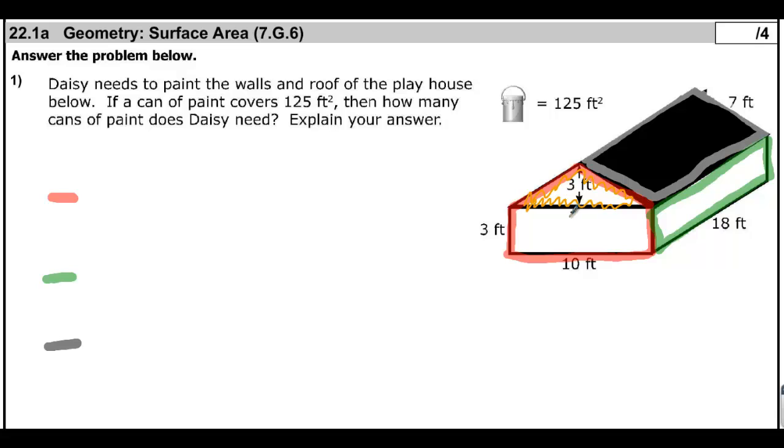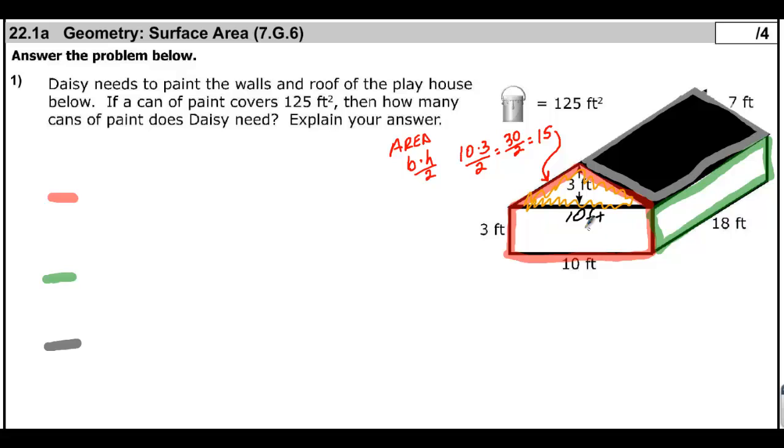The triangular part has a base of 10, so 10 feet, and then the height of 3. Whenever we're doing area of a triangle, it's always the base times height divided by 2. So in this case, the base is 10, the height is 3, divided by 2, which is 30 divided by 2, which is 15. So just the triangle portion of that is 15.